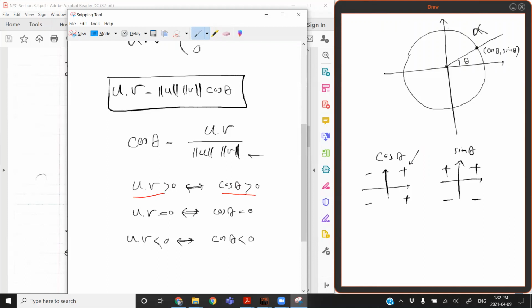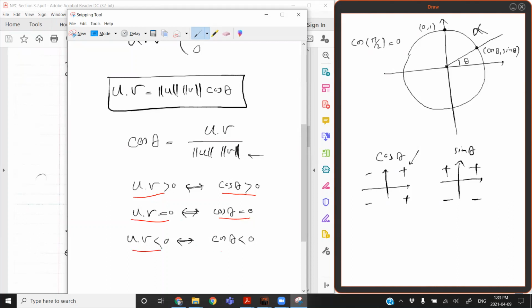And if you think of this point here on the unit circle, that's the point (0, 1). So we know that cosine of pi over 2, or 90 degrees, is 0, because this point also corresponds to 90 degrees. So if the dot product between two vectors is 0, then the cosine of the angle between the two vectors is 0. That means those two vectors are orthogonal. So they make a 90-degree angle between them.